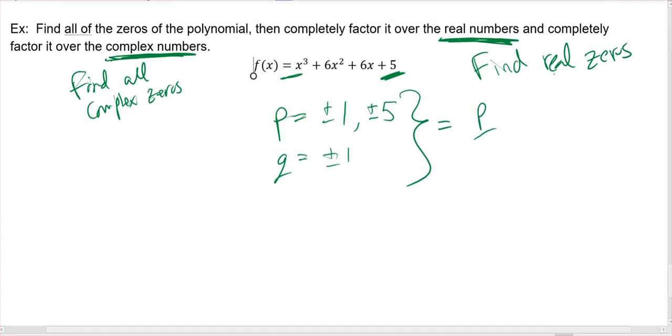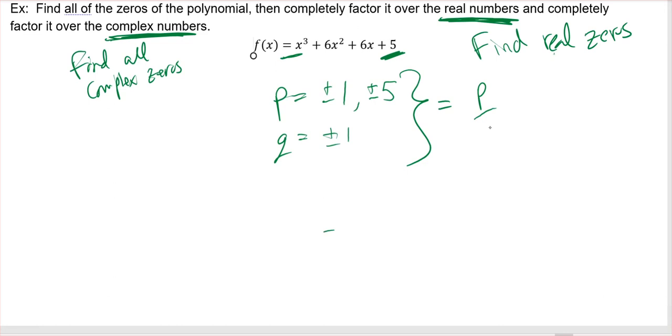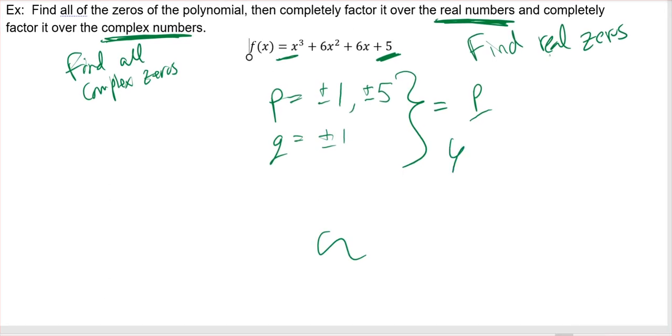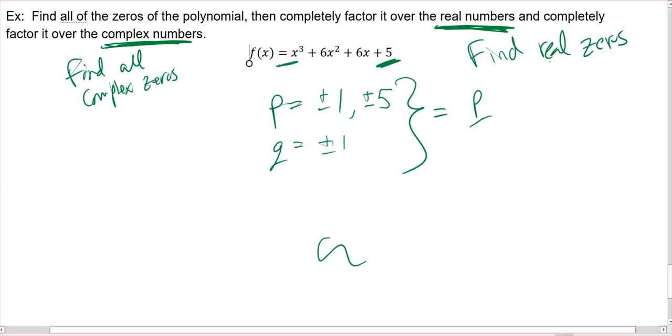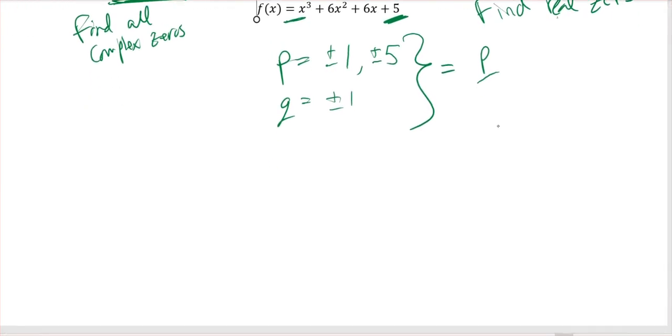P over Q has to be either plus or minus 1 or plus or minus 5, right? So a short list, and we can find these zeros.